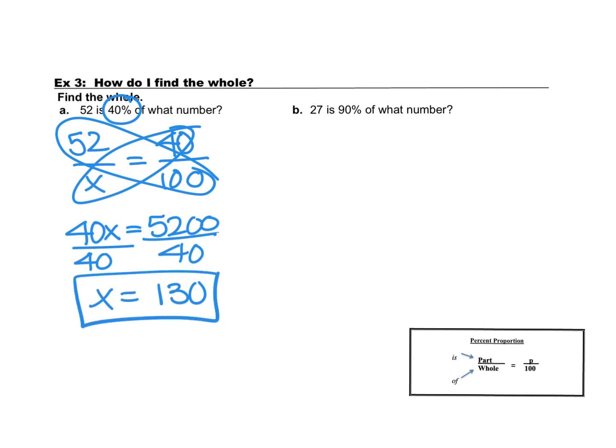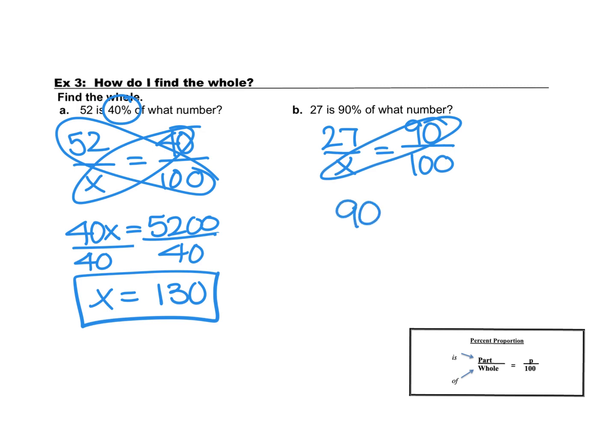All right, so for letter B, we have 27 is 90% of what number? Again, I'm having it over 100, and I've got our 90%. And then 27 is 90% of what number? So we're missing the whole. So we'll take 90 times x, you'll get 90x. And then you're going to take 27 times 100 and get 2,700. And then we're going to divide by 90.